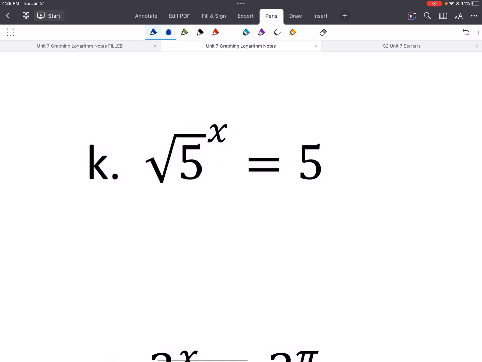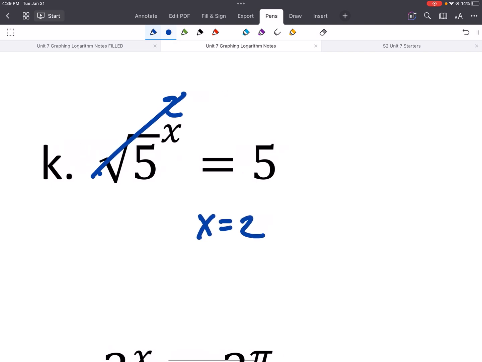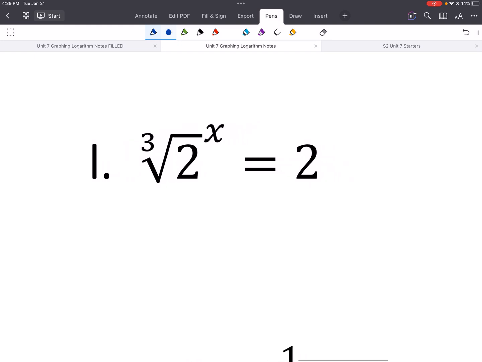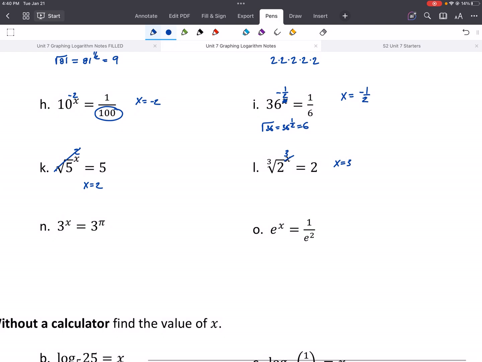Here's one very similar. We just want 5, but we've got the square root of 5, so we'd need to square to cancel that out. So x has to be 2. L, again, we don't want a cube root, we just want the 2, so we would need to do its opposite. X would have to be 3, because a cube and a cube root are inverses.